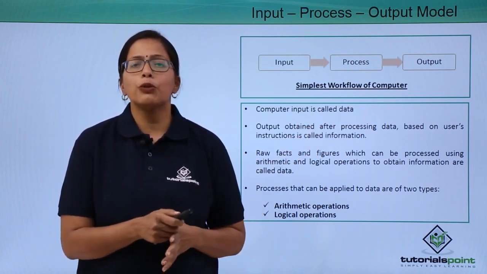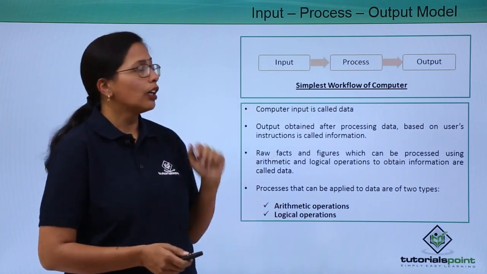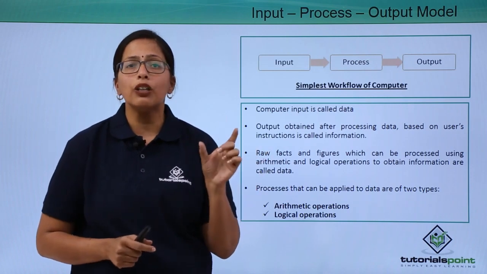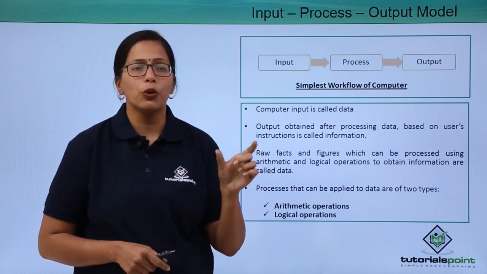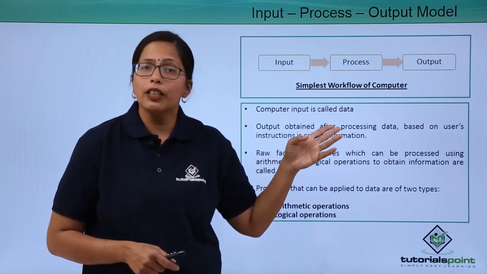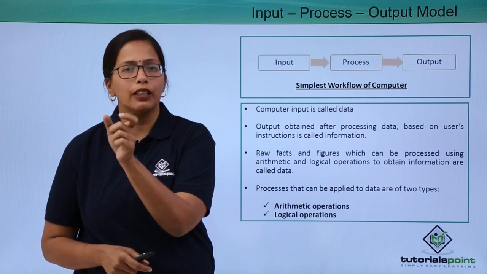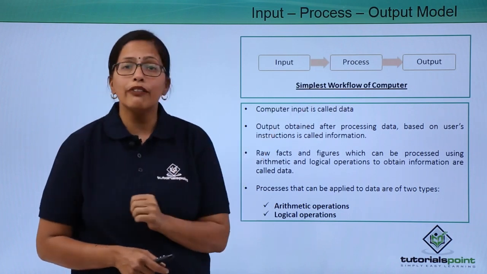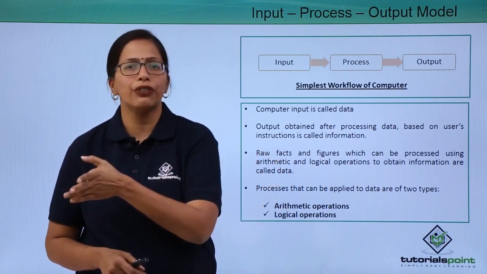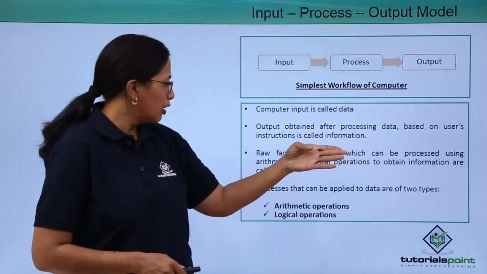Let's take a small example. For example, I want to add two numbers, say 2 plus 3. So what will I input? I will input the two numbers 2 and 3, and I will input the arithmetic operation that I want to do, which is addition. What is the process that will be done by the computer? Addition. 2 plus 3 will be done by the computer, and what is the output that will be given to us? It will be 5. So 2 plus 3 is equal to 5. This whole process has been done by the computer.